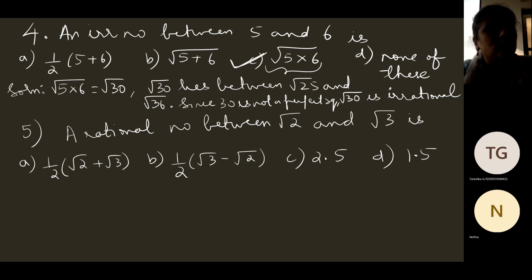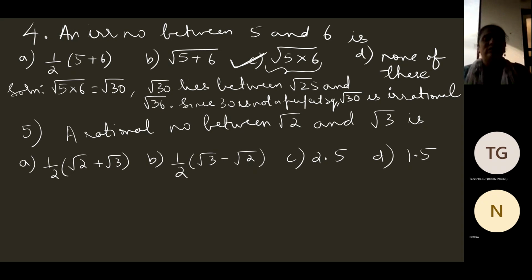Square root of 2, square root of 3, these are all irrational. 2 is not a perfect square. 3 is not a perfect square. So square root of 2 and square root of 3 are irrational. So leave the irrational numbers. 2.5 and 1.5. Is 2.5 rational? Yeah, it's a terminating decimal. It is rational. Is 1.5 rational? Yeah, it's a terminating decimal. It is rational.